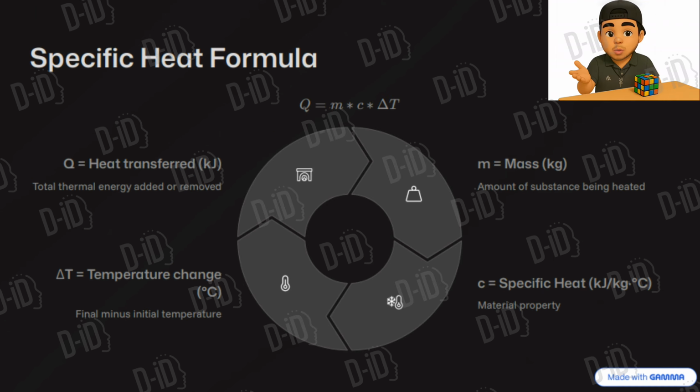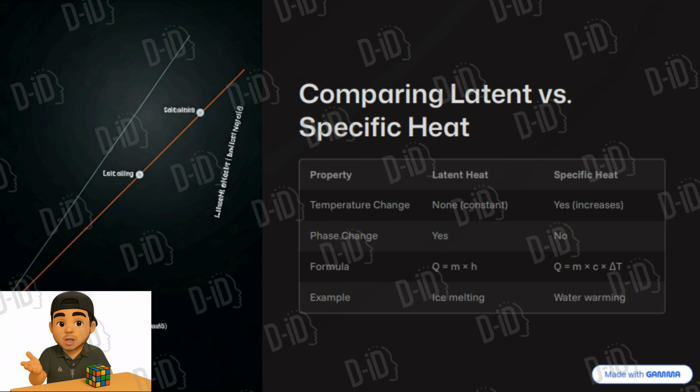Now, the formula of specific heat is the next, where Q is heat transferred, total thermal energy added or removed, M is mass, amount of substance being heated, T is temperature change, final minus initial temperature, and C is specific heat, material property. And finally, comparing latent versus specific heat.